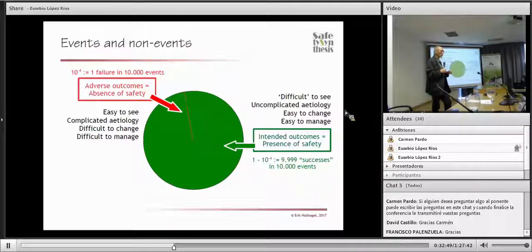Sometimes when I talk to people about this, and when we have discussions, and I say, you should look at the situations where you don't have accidents, then people very often say to me, but nothing happens.